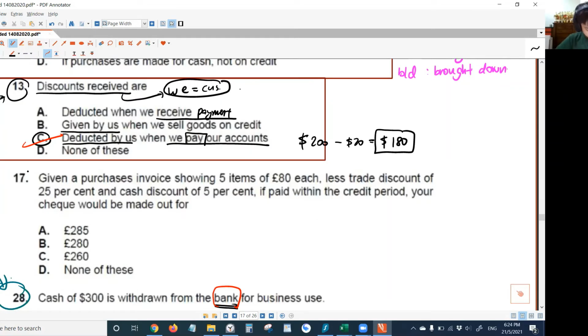Okay, now question 17. You see the first few terms here, you have the term purchases invoice, but I've not taught you what is purchases invoice. Okay, for now, I interpret this for you. Purchases invoice means bought goods on credit. Write this down, and then you begin to answer this 17. Then you tell me your choice. I give you 1 minute.